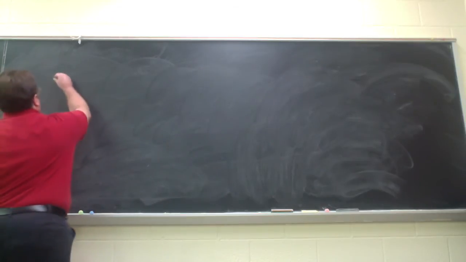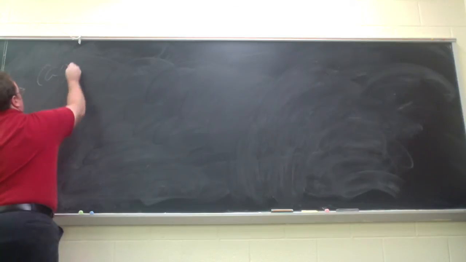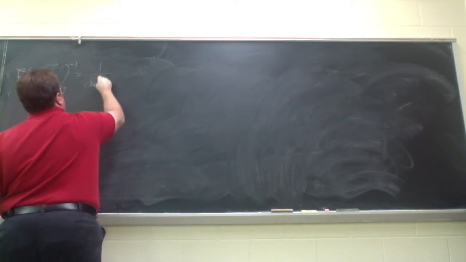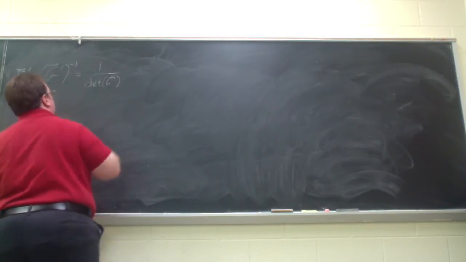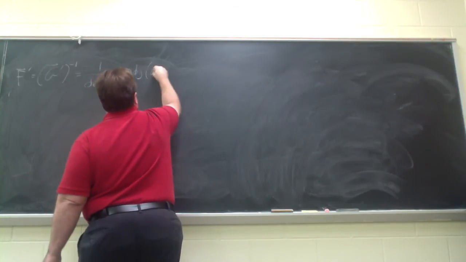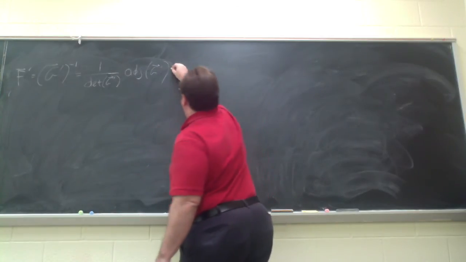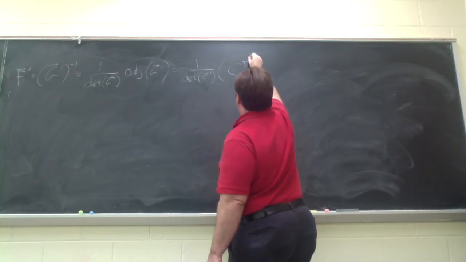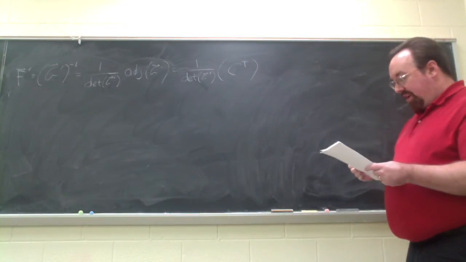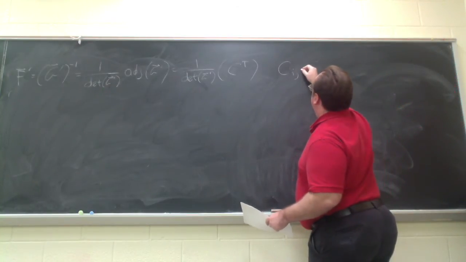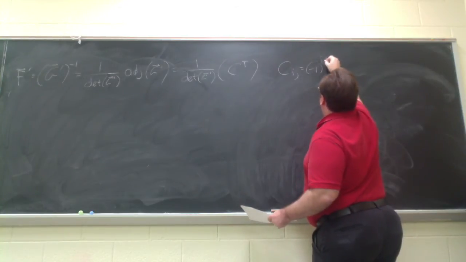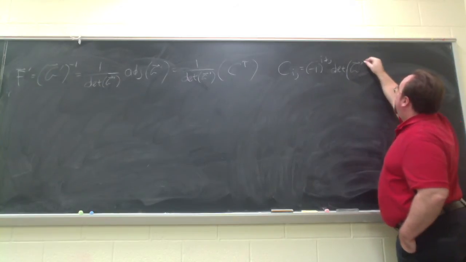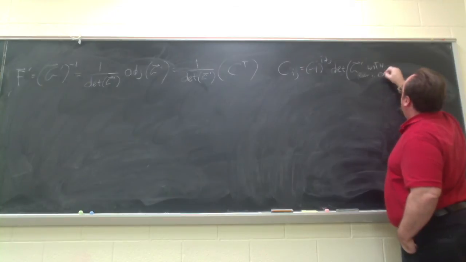So G prime inverse, which will give us F prime, will be 1 over the determinant of G prime times the adjugate of G prime, but that's going to be the transpose of the cofactor matrix. So Cij is going to be minus 1 to the i plus j times the determinant of G prime with row i column j removed.